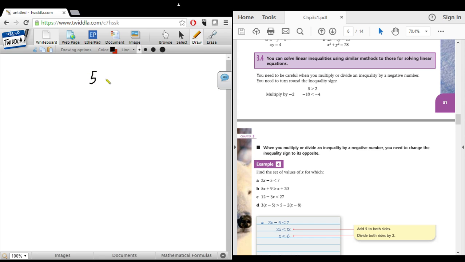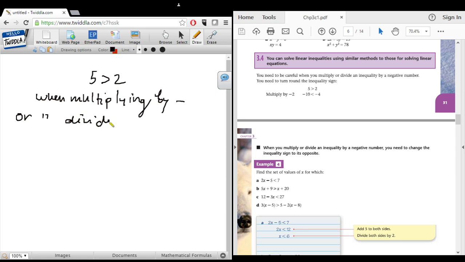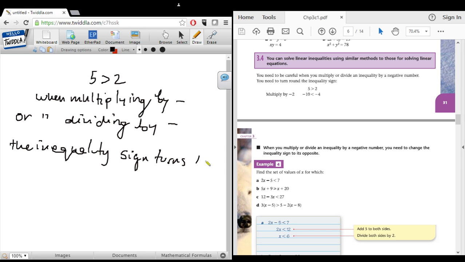Here's an example of 5 being greater than 2, okay? Now, it says that when multiplying by a negative, or when dividing by a negative, the inequality sign turns 180. Okay, essentially the other way. All right.